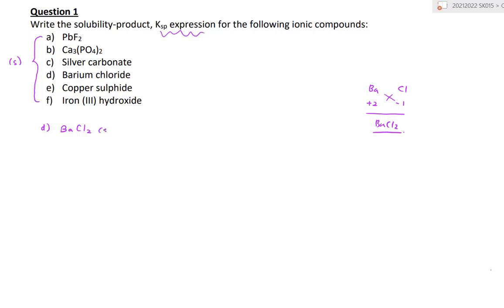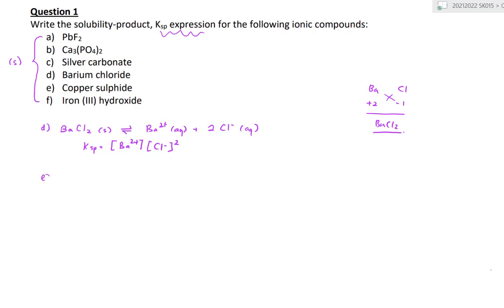So this solid barium chloride dissociates in equilibrium to produce Ba2 plus aqueous ion and 2 ions of Cl minus aqueous. So this balanced equation will give you the Ksp expression equals Ba2 plus raised to power 1 and then Cl minus raised to power 2.